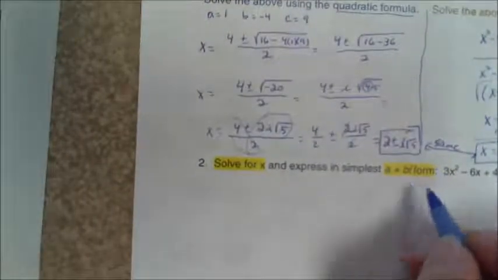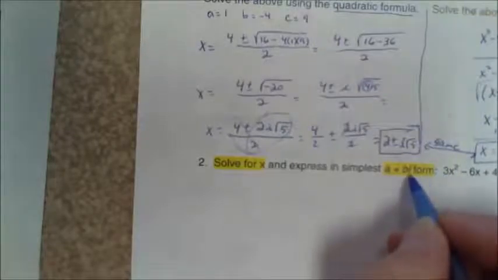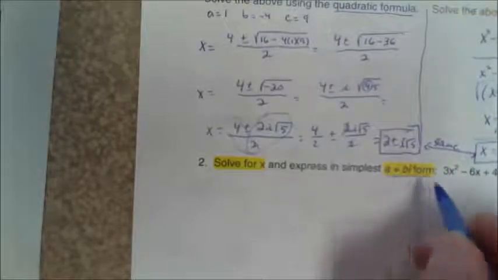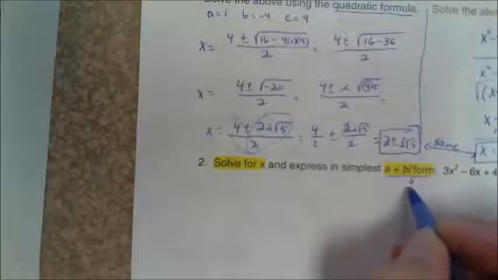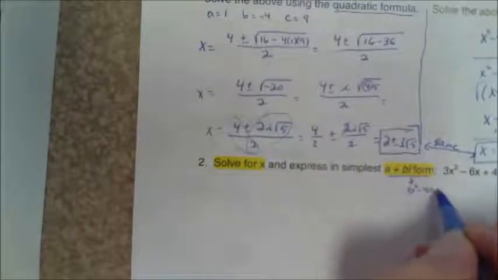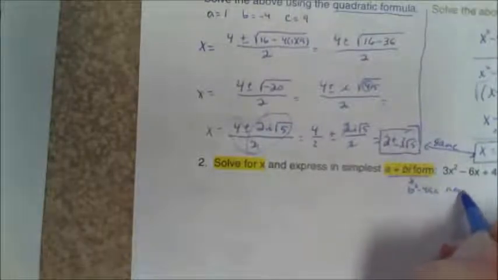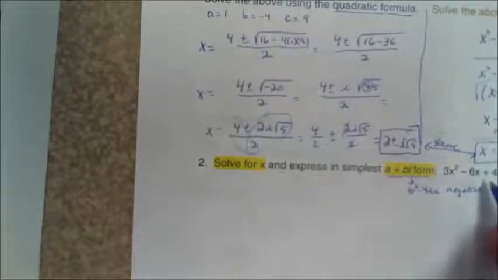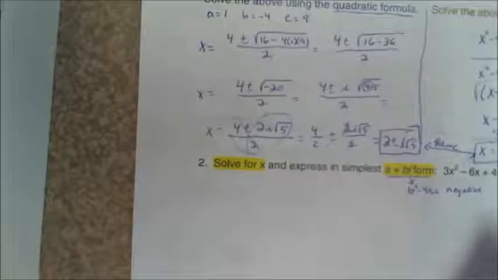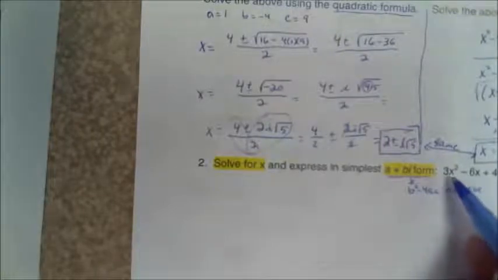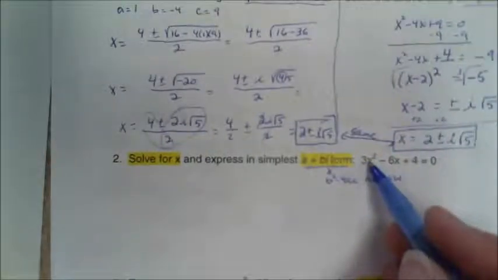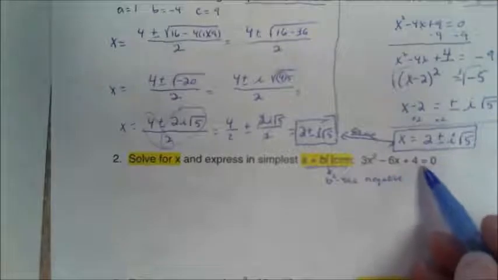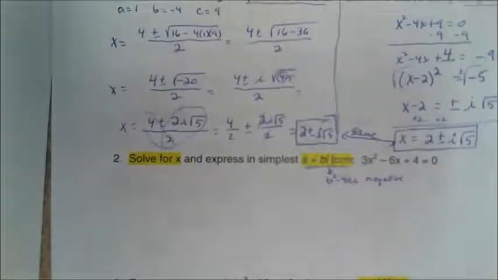Question number 2. When you see a plus bi form, that's like a key word saying you're going to have a b squared minus 4ac that will be negative, which means you either are going to use the quadratic formula or complete the square. Now in this particular example, because we have a 3 here, I would probably use the quadratic formula on this one. It might be a little bit easier than, because we're going to have to deal with fractions to do the complete the square.